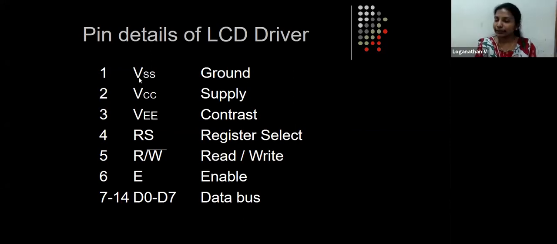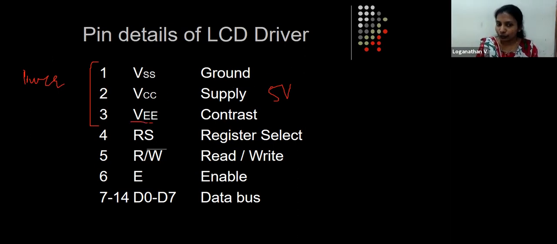So VSS is nothing but ground, VCC is for power supply, and the operating voltage we need for the LCD is 5 volts. And VEE is nothing but the contrast pin. We call these three pins power pins. Ground and supply are needed in order to power up our LCD. And what is this VEE pin?